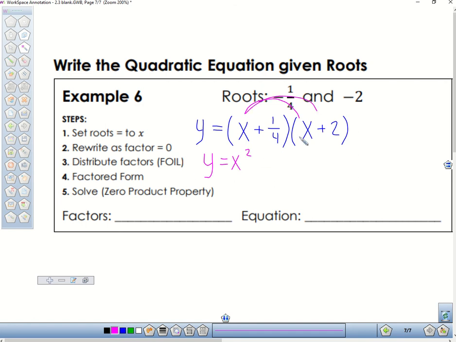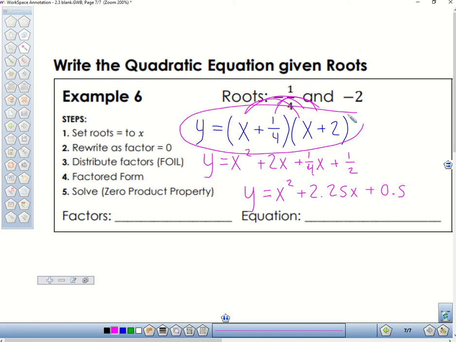So that's x squared plus 2x plus 1/4 x plus 1/2. And then that would become y equals x squared, of course this one with a fraction in it right now, plus 2.25x plus 0.5. So these are both the equation, but they're written in different formats. This is what we call factored form, and this is standard form.